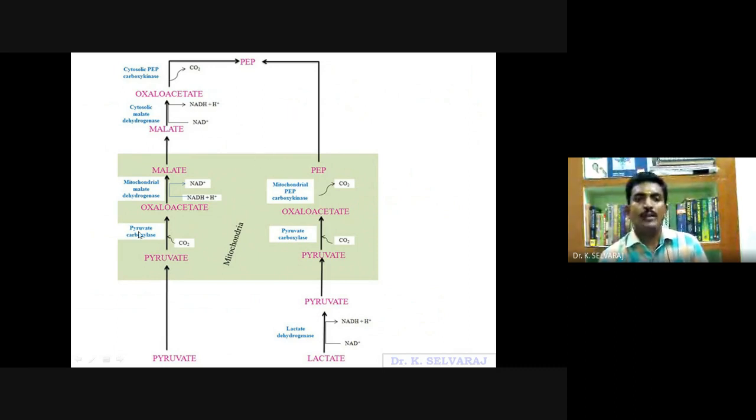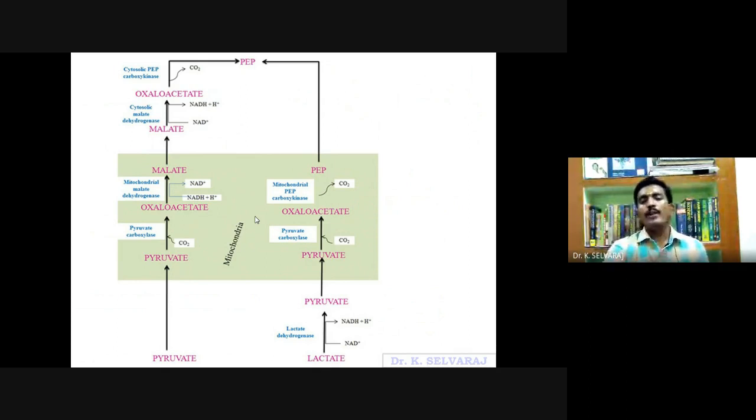So pyruvate carboxylase converts pyruvate into oxaloacetate. Here is the carboxylation, where carbon dioxide is added. Why is the carbon dioxide added? The added carbon dioxide helps the activation of the enzyme pyruvate carboxylase. It is the activating enzyme.